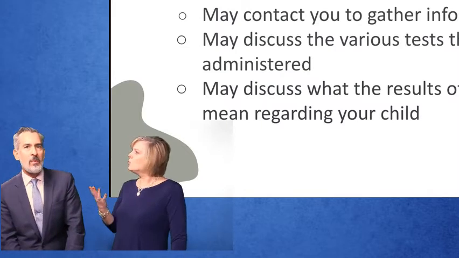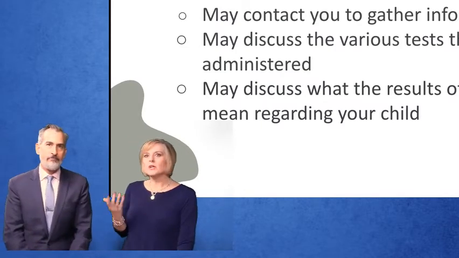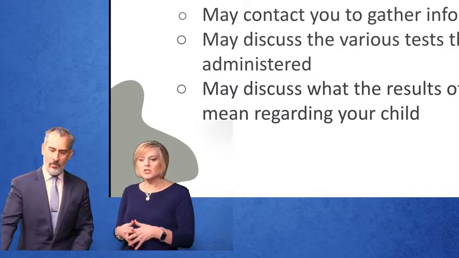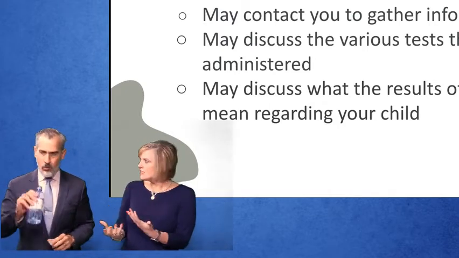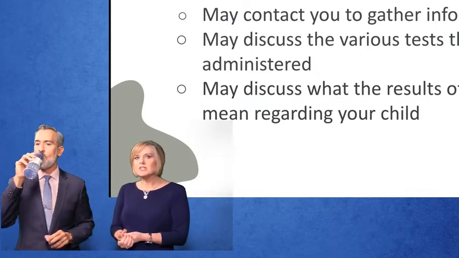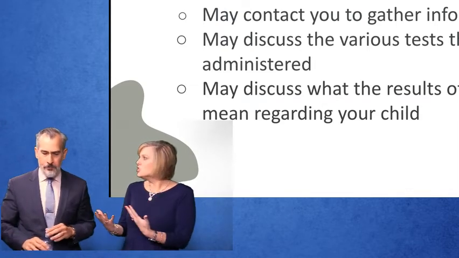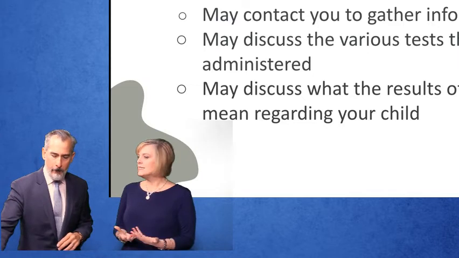What is the timeline? The district has agreed to do an evaluation on my child, and they've determined that it's appropriate. They've contacted me. They've given me the information. I've signed permission to do the testing. How long does that take?